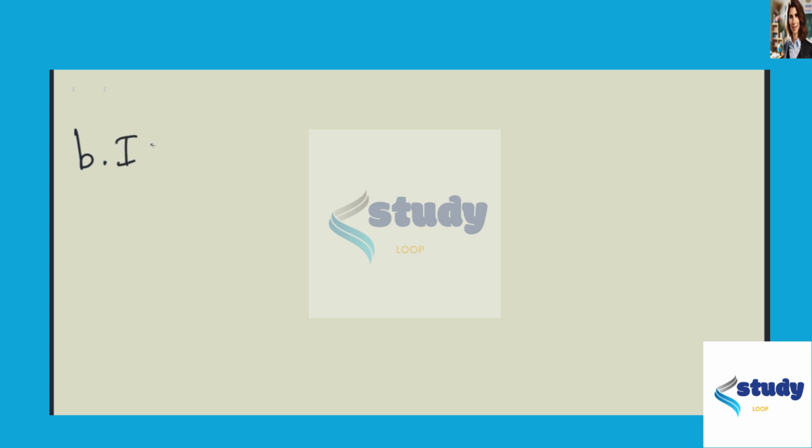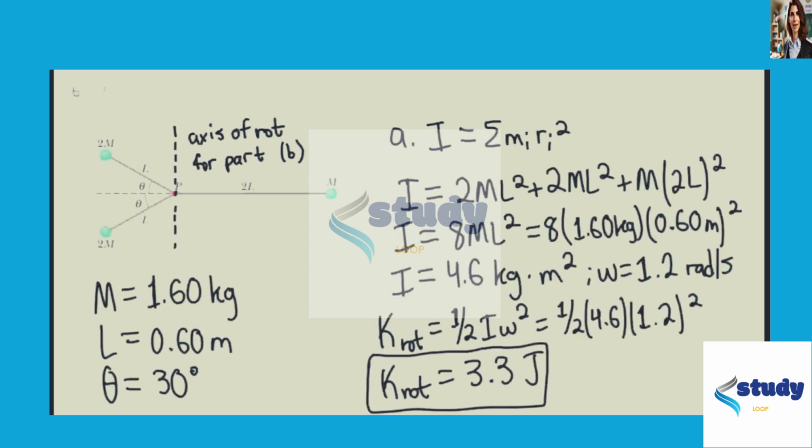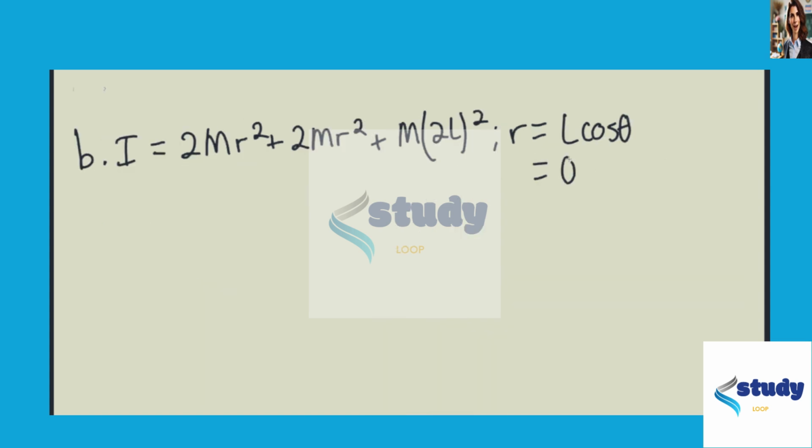The moment of inertia is now equal to 2mr squared plus 2mr squared plus m(2L) squared. However, here r now is equal to L cosine of theta, or we can say L being 0.60 meters, cosine of 30 degrees.